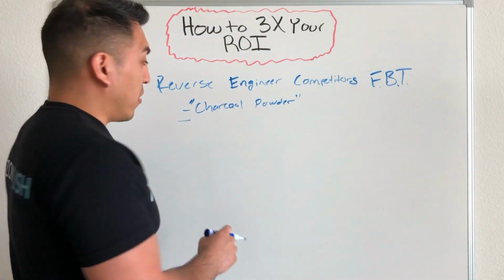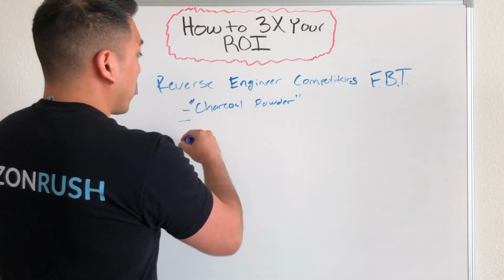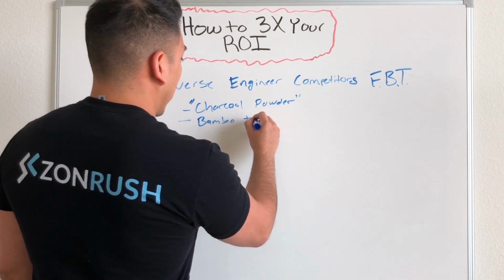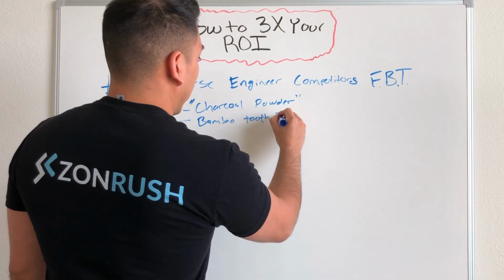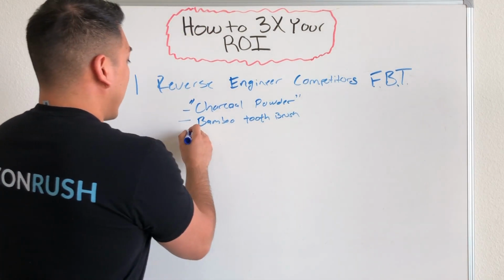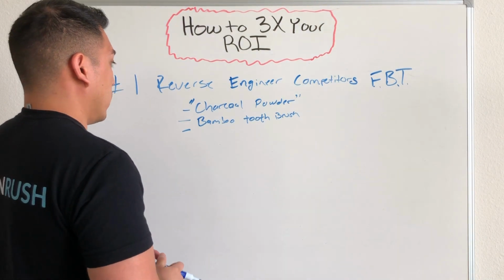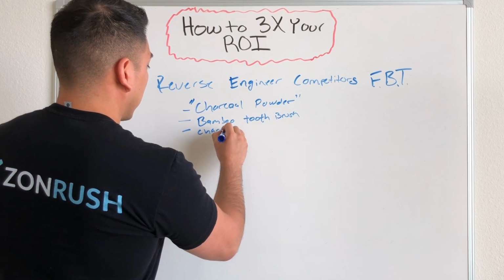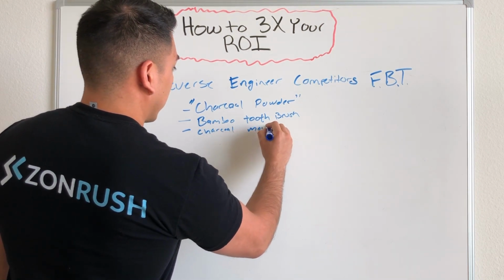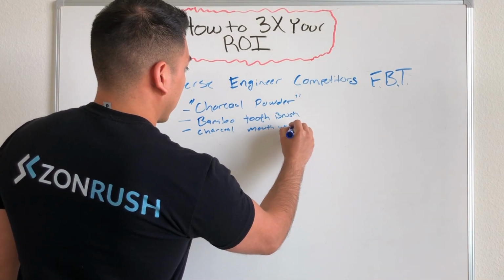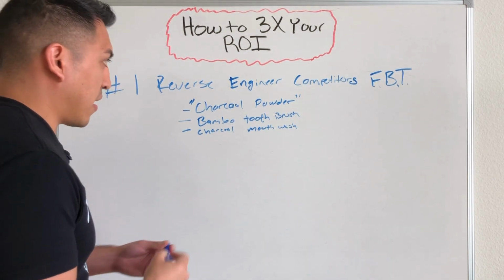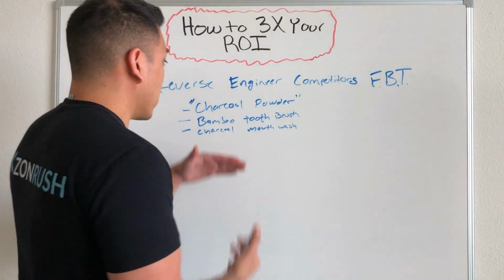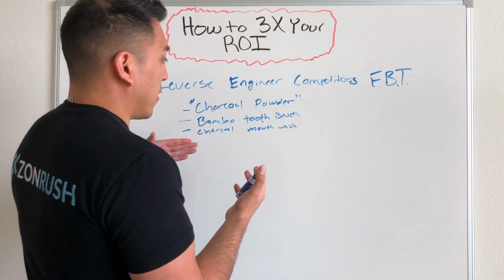So you'll look at your top 3 competitors or even top 5 and say, okay, frequently bought together: bamboo toothbrush, or toothbrush in general. And let's say they're also buying charcoal mouthwash. Okay, so you can clearly see that when people are buying charcoal powder, they basically want the full deal. They're also buying toothbrushes and they're also buying mouthwash.